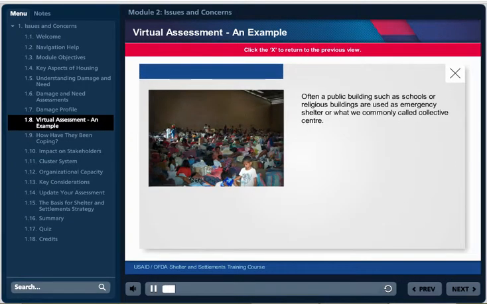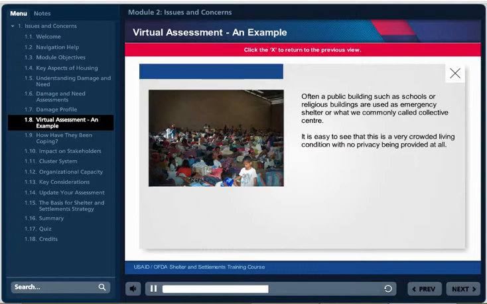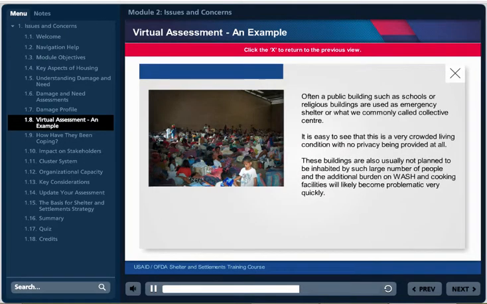Often, a public building such as a school or religious building is used as emergency shelter, or what we commonly call a collective center. It is easy to see that this is a very crowded living condition with no privacy being provided at all. These buildings are also usually not planned to be inhabited by such a large number of people, and the additional burden on wash and cooking facilities will likely become problematic very quickly.